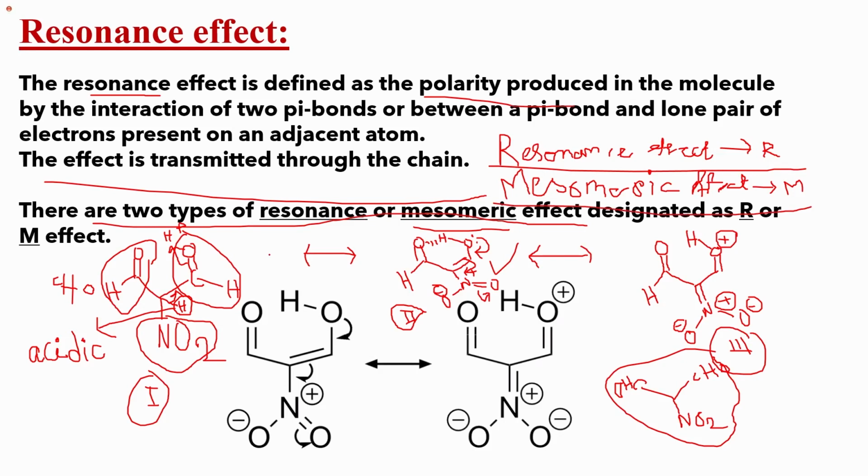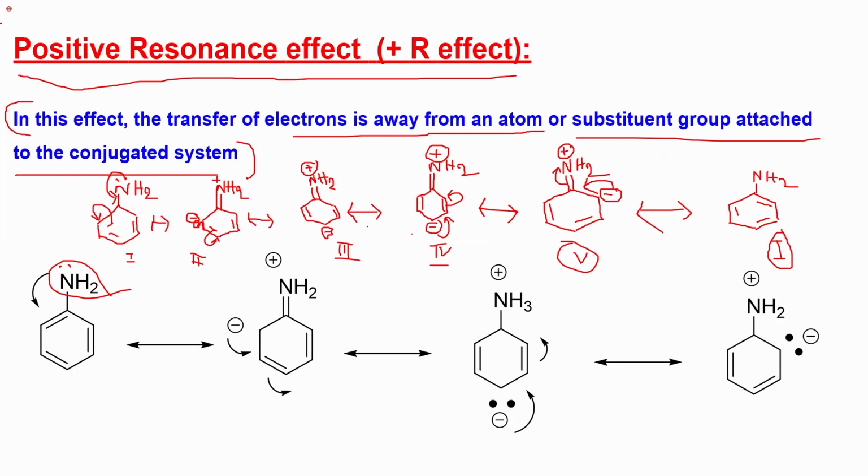We can also divide the resonance effect in two ways. One is the plus R effect, that is called the positive resonance effect, and the other is the negative resonance effect. We discussed one example with aniline where the lone pair of electrons is coming here and the lone pair again. So there is the possibility of five canonical structures. These are called resonating structures, and again we come back to the identical or parent molecule after five structures. This is called the positive resonance, because the electron is going away from the atom attached to the conjugated system.